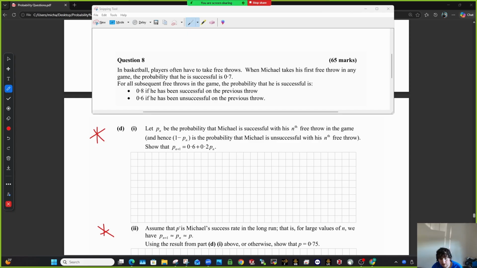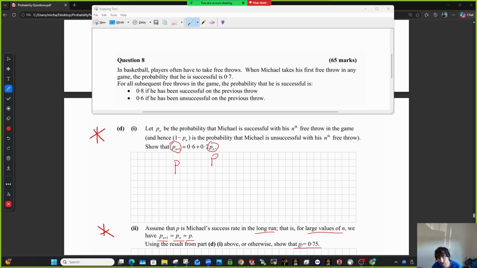Now assume that P is Michael's success in the very long run. That means he's been shooting for ages, right? And we can assume this. Now this is a mathematical instruction. We're being told to do something here. We're being told to replace this thing here with P, and we're being told to replace this thing with P. You see? So you're just following the instructions here. Approximately equal. For the maths, we're going to set them basically in as P, right? And then it says show that P is this.